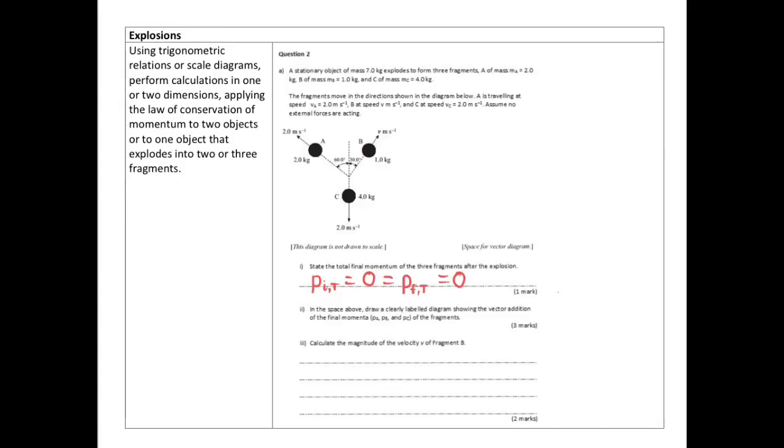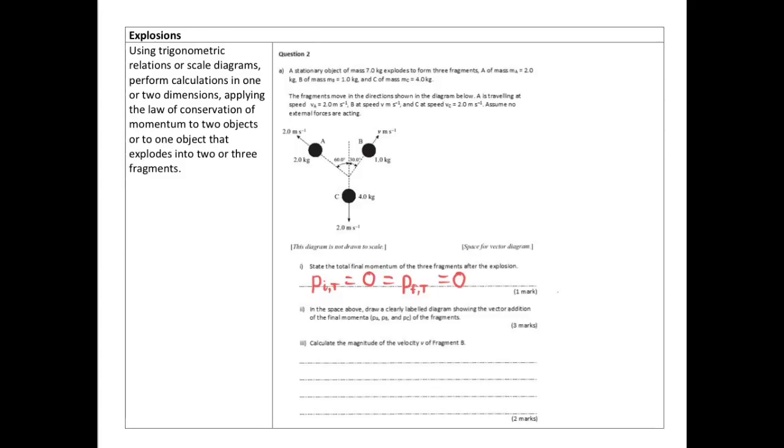Now, you don't need to write all this stuff here. Really, all you need to put there is 0, but I'm just making it clear to you this process. What's our total initial momentum? That law of conservation of momentum says total initial momentum equals total final momentum. So if that equals 0, that must equal 0.